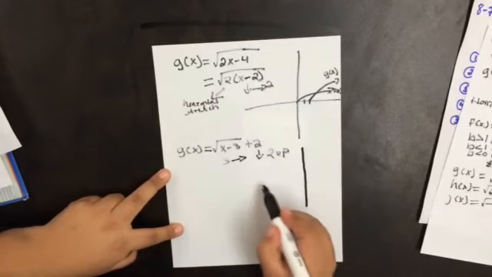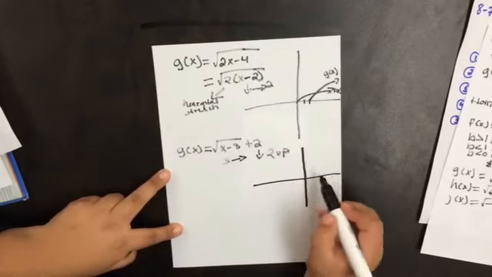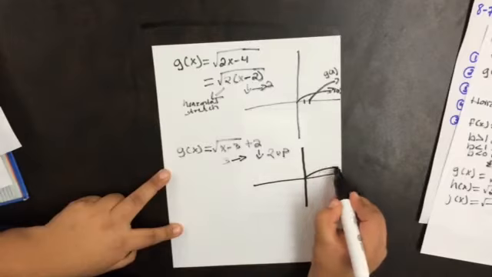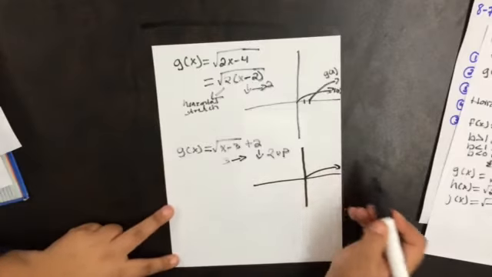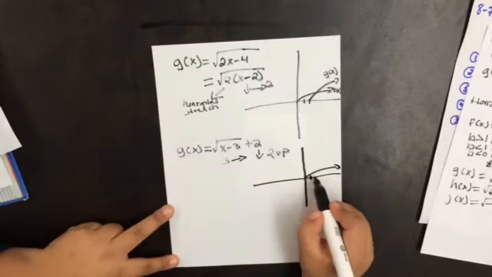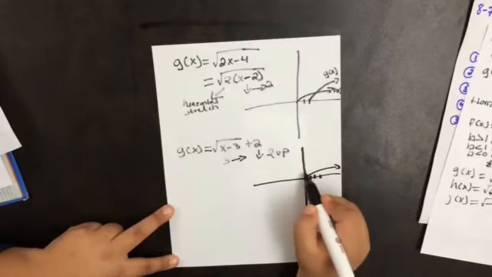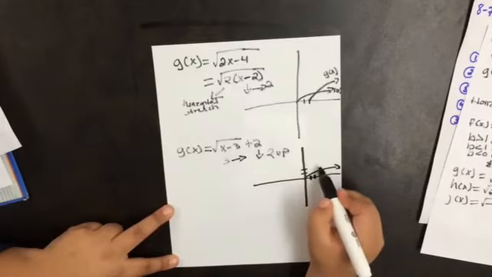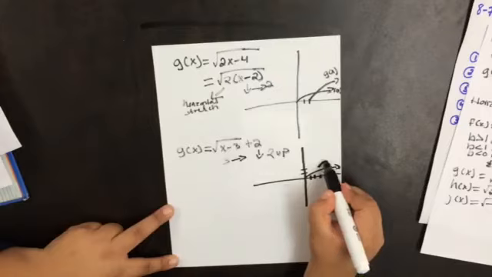Okay. So this is f of x. So we're moving 3, 1, 2, 3, and 2 up, 1, 2. That's going to look something like this. This is g of x.